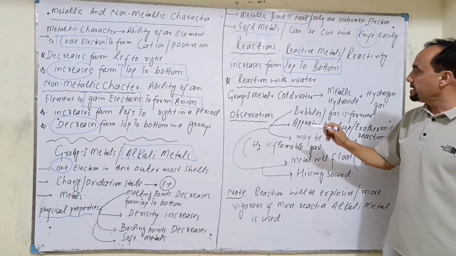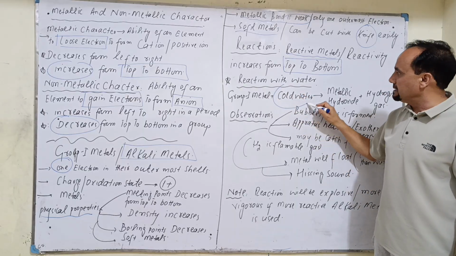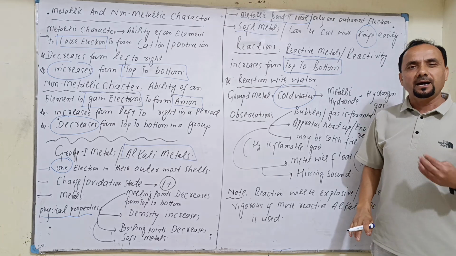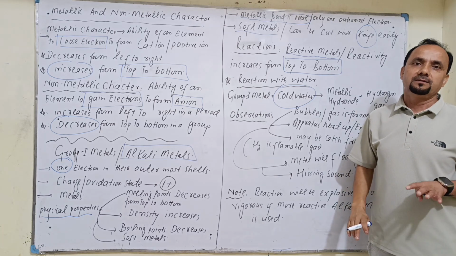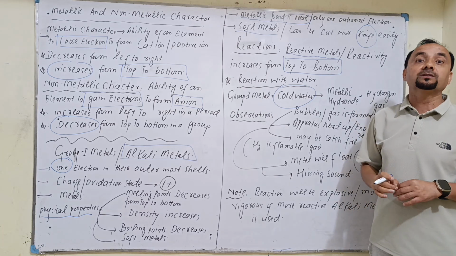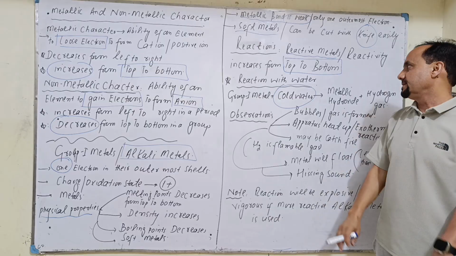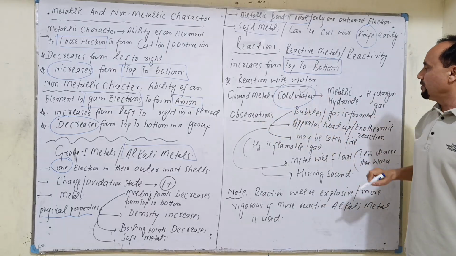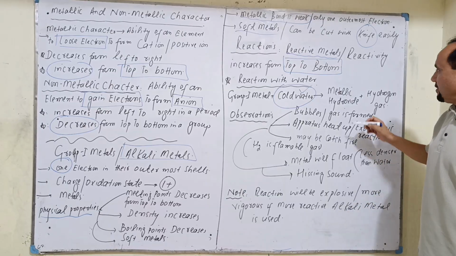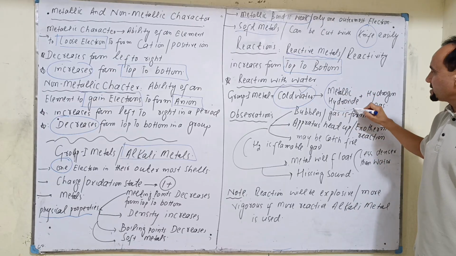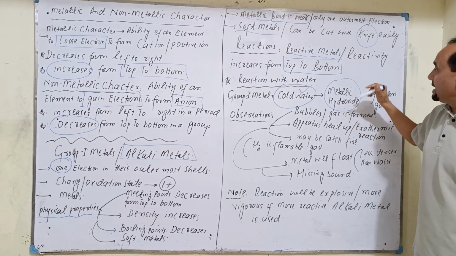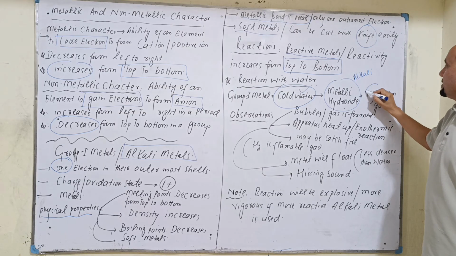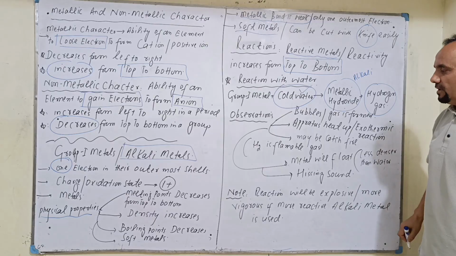First, reaction with water. All group 1 metals react with cold water. Heating is not required. Why? They are highly reactive metals, so they will easily react with cold water. Heating is not required. So when a group 1 metal reacts with cold water, 2 substances are formed. One is metallic hydroxide, that is also called an alkali, and the second, hydrogen gas, will be formed.